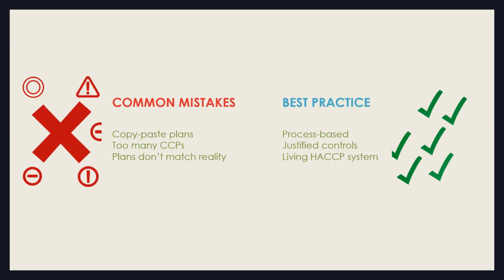Common HACCP mistakes include using generic templates without customization, identifying too many CCPs, and failing to update the plan when the process changes. Best practice HACCP is specific, justified, and reviewed regularly. The HACCP plan should evolve as the operation, ingredients, or equipment change.